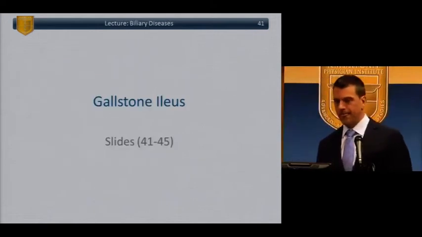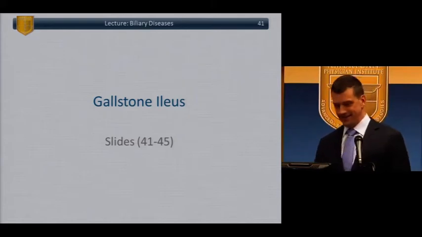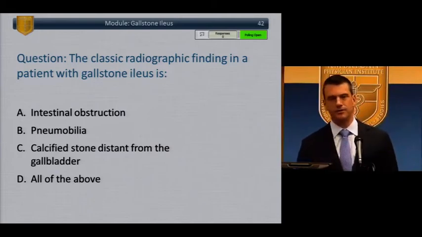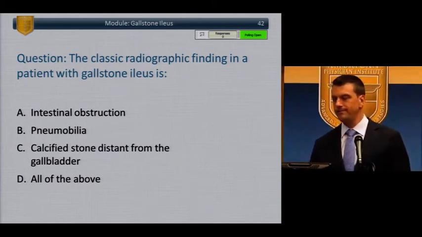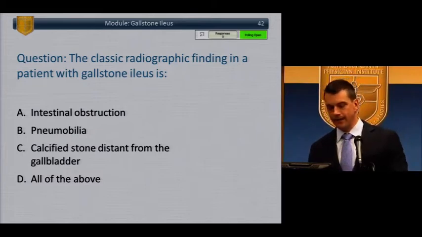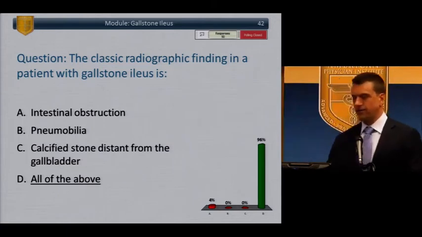Gallstone ileus: these are more fascinating things than something you see that often. The classic radiographic finding in a patient with gallstone ileus is: A, intestinal obstruction; B, pneumobilia; C, calcified stone distant from the gallbladder; and D, all of the above. Yes, all of the above is correct.